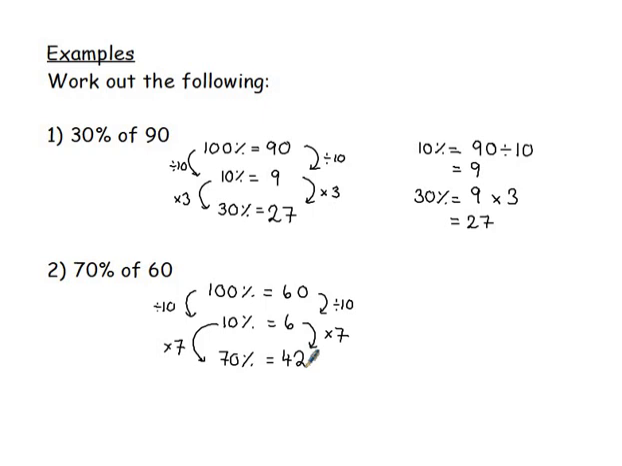Again, if you'd rather write it like this, so again we found our 10% first, so we can take our full amount, so we take our 60 and divide it by 10 to give us 6. And then again we needed to get to 70%, so you take your answer from your 10% and you times it by 7, so 6 7s, 42.